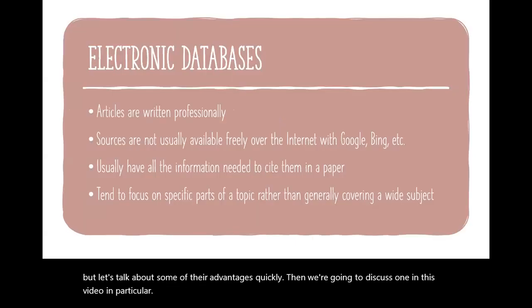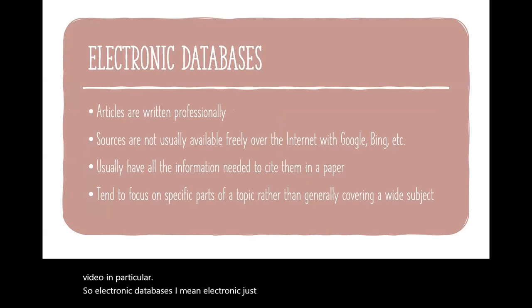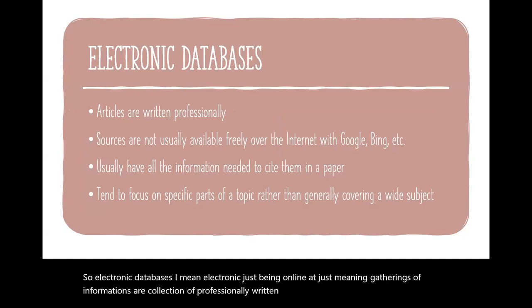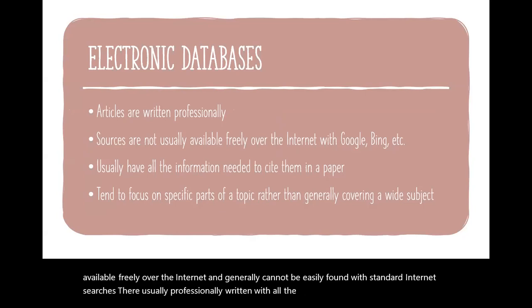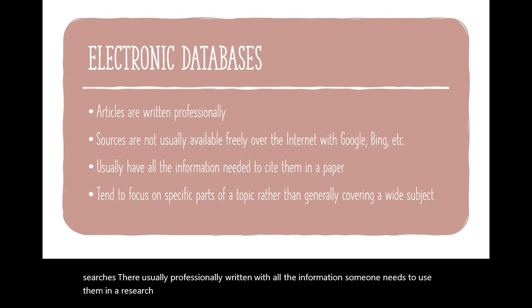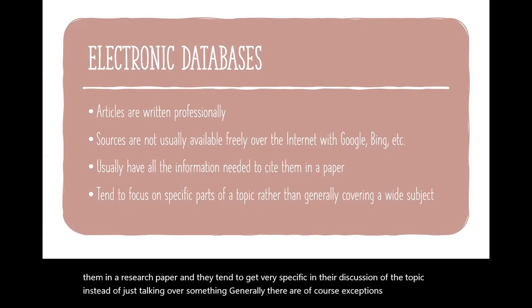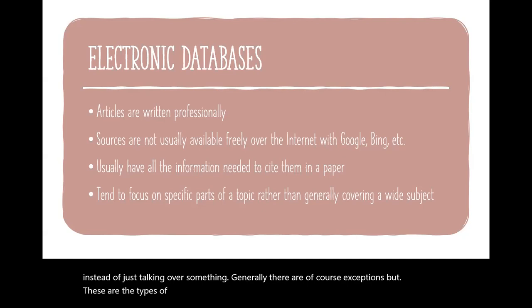Electronic databases, electronic just being online, and databases just meaning gatherings of information, are a collection of professionally written articles. These are not things usually available freely over the internet and generally cannot be easily found with standard internet searches. They're usually professionally written with all the information someone needs to use them in a research paper. And they tend to get very specific in their discussion of the topic instead of just talking over something generally. There are, of course, exceptions, but these are the types of sources that I often see our most successful capstone students using.